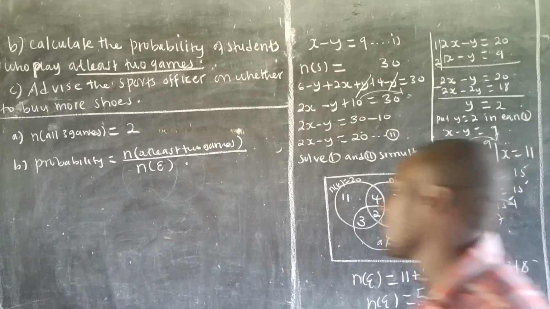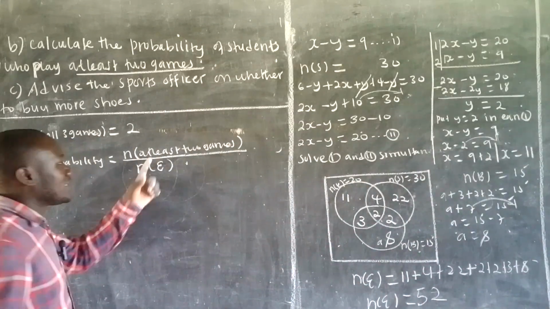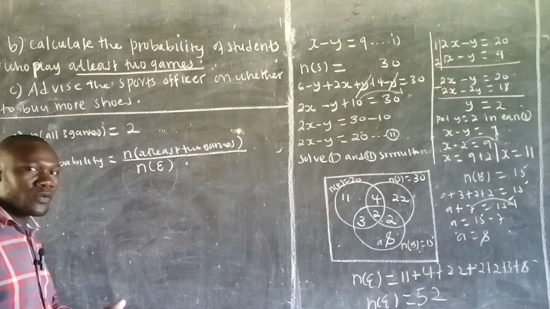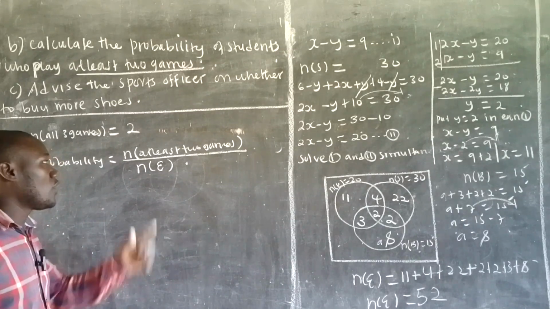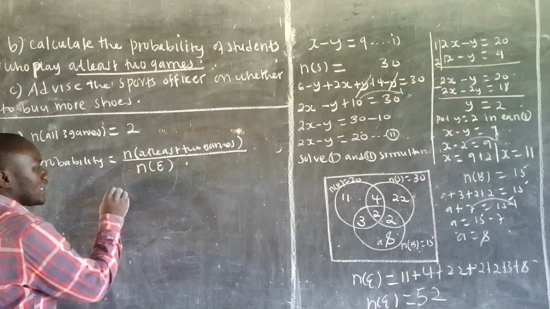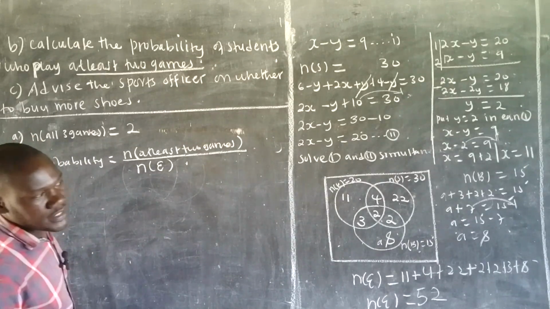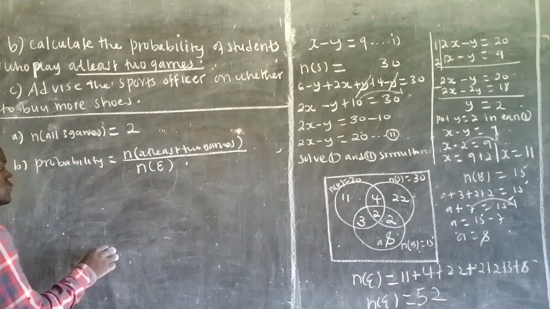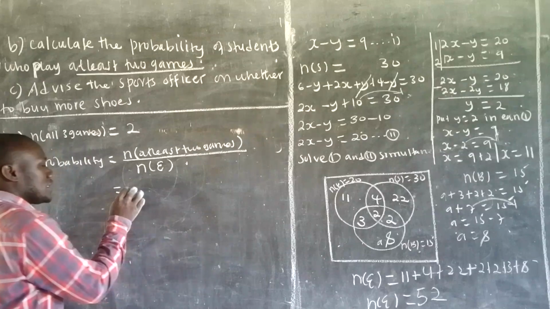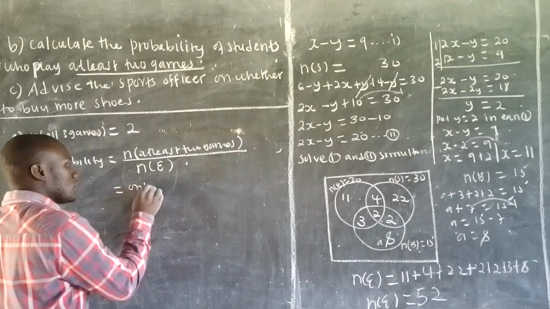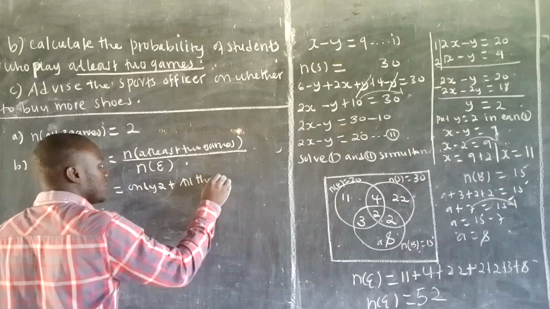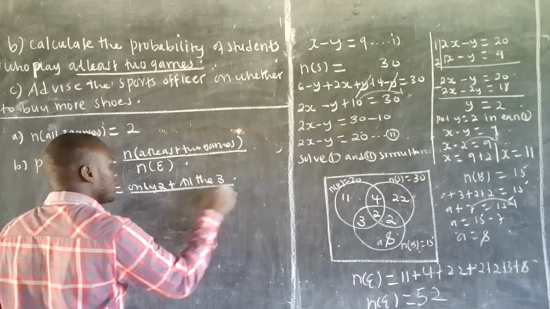Okay, so you already have that. Now let's get the number in at least 2 games. What do we say about at least 2 games? Please go and watch lesson 5 so that you get to know how we handle these at least cases. For at least 2, we say that at least 2 will be equal to only 2 plus all the 3, over the number in the universal.